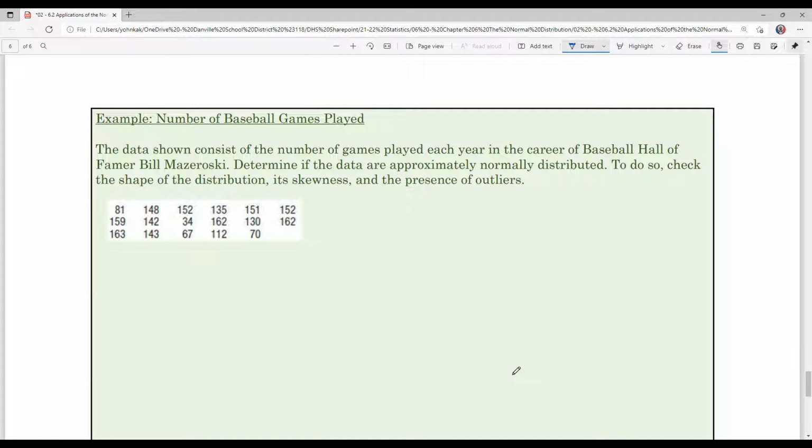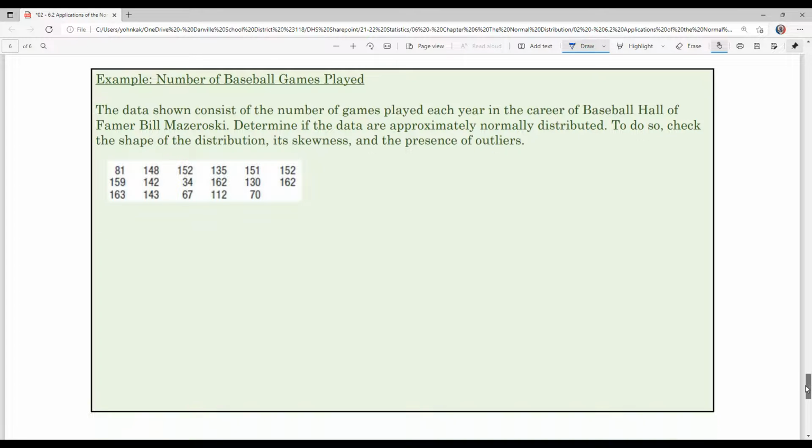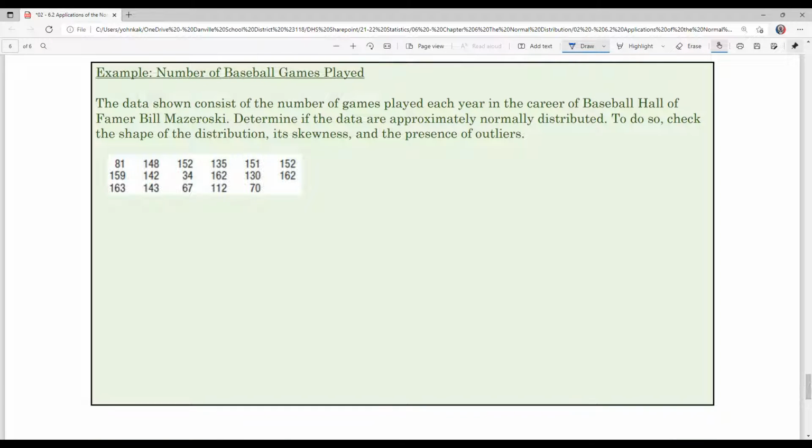All right, let's take a look at our application problem. Or this is just another example of how to check for normality. So if we take a look, the data shown below consist of the number of games played each year in the career of Baseball Hall of Famer Bill Mazeroski. Determine if the data are approximately normally distributed. To do so, check the shape of the distribution, its skewness, and the presence of outliers.